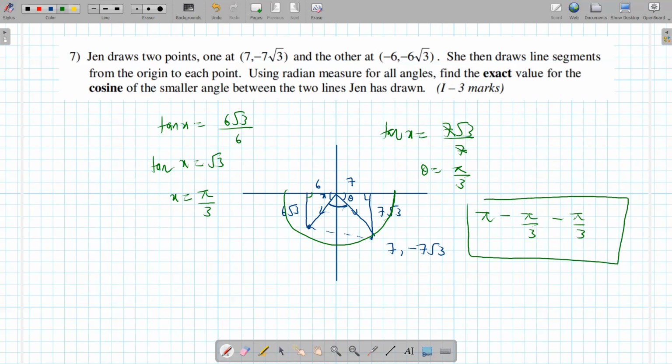Pi minus pi over 3 minus pi over 3, so that just gives you pi over 3 as well. And that's the final answer. So the angle in the middle must be 60 as well. That makes sense? Yeah. That one wasn't that bad. You just have to correctly identify in which quadrants the points are. Cool? Alrighty, let's call it a day there then.